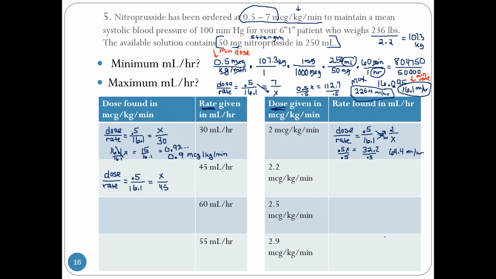I do the rest of this chart in the same way. So the next one, I would put dose over rate. I would put 0.5 over 16.1. The 2.2 is a dose, so it goes on the top, X goes on the bottom, and I'll let you solve it out and finish the problems on the screen. So once you have everything done, pause the video for now, finish it out, and then you can unpause the video and the answers will be next.